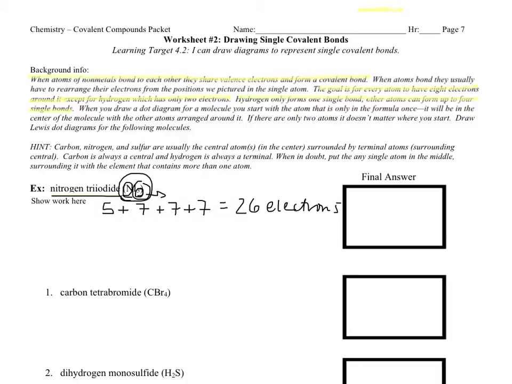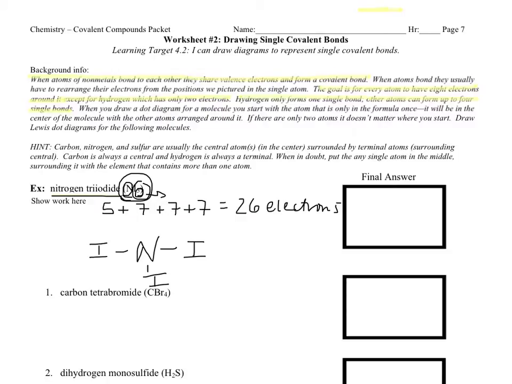So if I do that, and I'm going to kind of draw this over here where I have more space. If you're in pencil, you could do this in your final answer box. If you're in pen, you better do it where I'm doing this. So I'm going to draw nitrogen in the middle, and then I'm going to connect my iodines. 1, 2, 3 iodines. Okay?